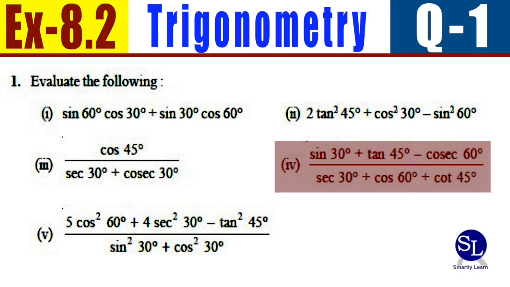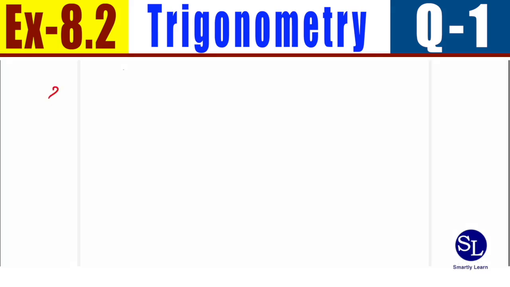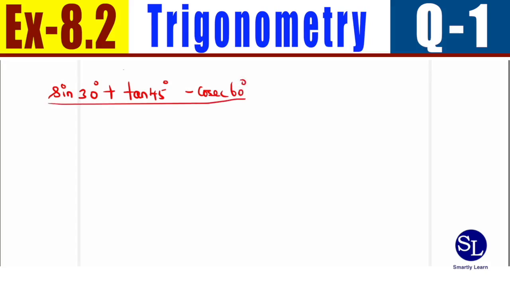So let's note down the expression and start writing its values that are needed. Then we can start the substitution. It is sin 30 plus tan 45 degrees minus cosecant 60 degrees, the whole thing divided by secant 30 plus cos 60 plus cot 45. So let's list out the values for each of these.